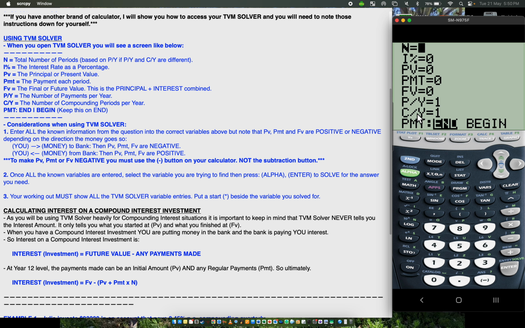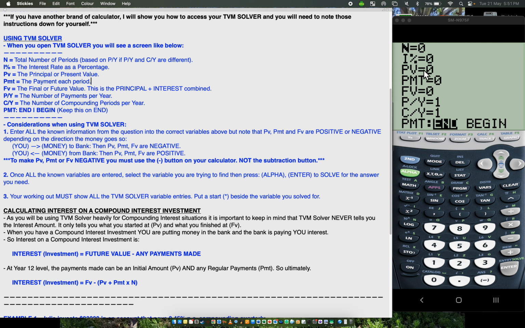I want you to be able to use TVM solver in all aspects. So even when these two figures are different, N is calculated on the basis of P/Y, which is the number of payments, okay? But in your SAYS exam, P/Y and C/Y will be the same. I is the interest rate as a percentage, so no conversion. So 5% is just going to be 5 here, not 0.05.